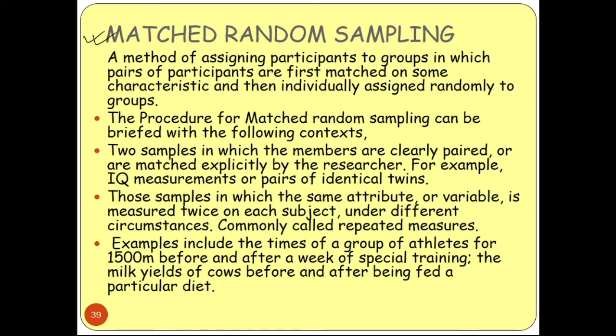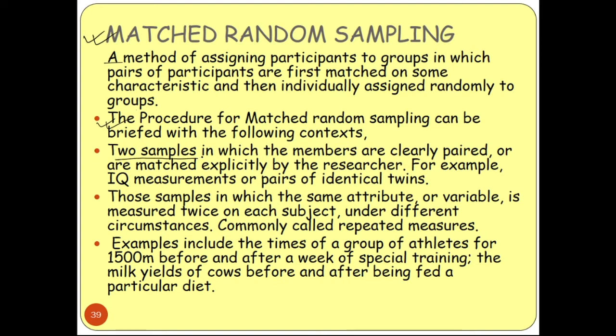So what is matched random sampling? It is a method of assigning participants to groups in which pairs of participants are first matched on some characteristics and then individually assigned randomly to groups. So that means there are some criteria, some conditions. If the participants match those criteria, then they are selected. And the procedure for matched random sampling can be briefed in the following contexts.